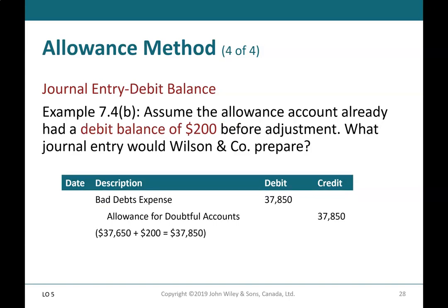Allowance method 4 of 4, journal entry debit balance. Example 7.4b. Assume the allowance account already had a debit balance of $200 before adjustment. What journal entry would Wilson and Company prepare? Then you would debit bad debt expense for 37,850 and credit allowance for doubtful accounts of 37,850. So again, what we're doing is journalizing the offset, so then our balance in our allowance for doubtful accounts is the 37,650 credit.